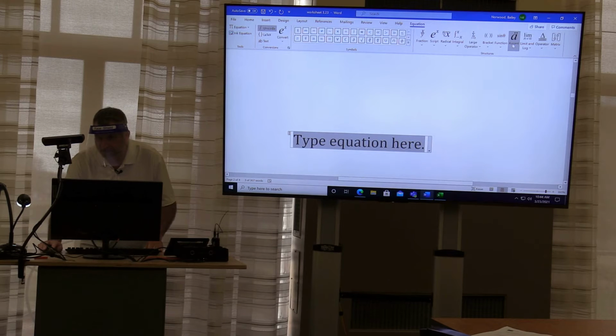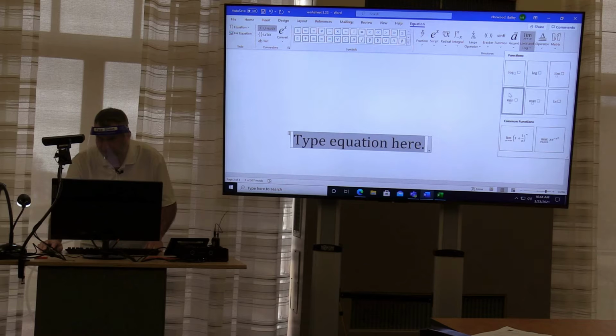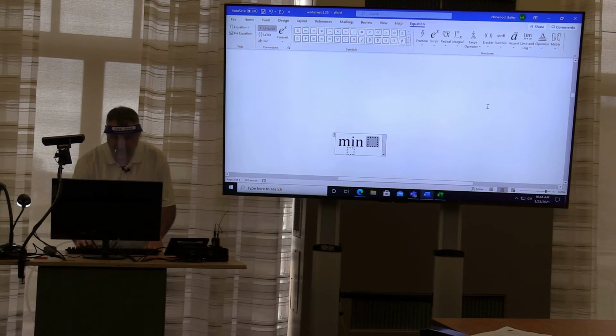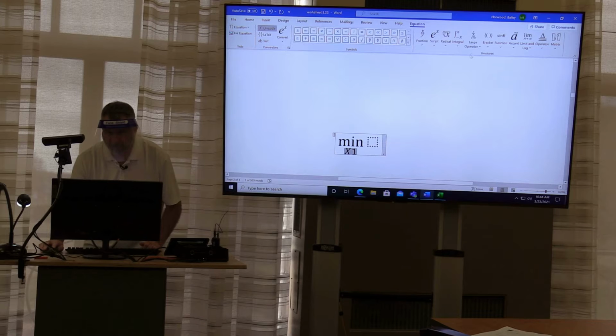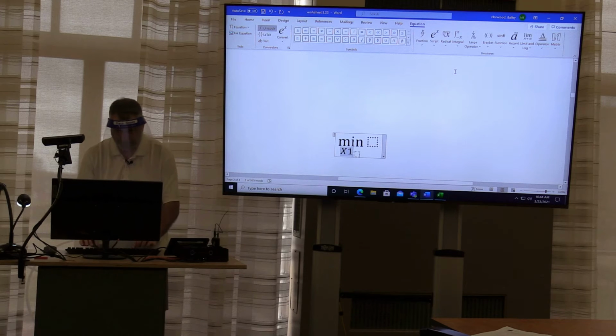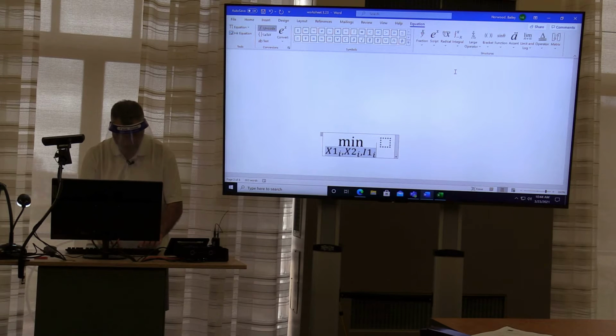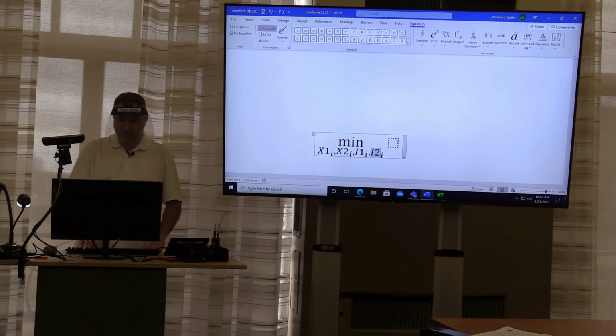All right. And the way we usually write this, usually I do this on the overhead. Someone sabotaged it. So we're minimizing some function. We're minimizing by choosing x1i, x2i, I1i, and I2i.